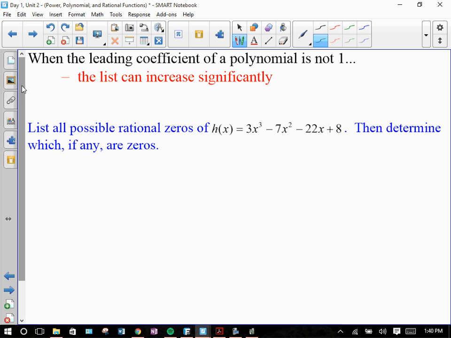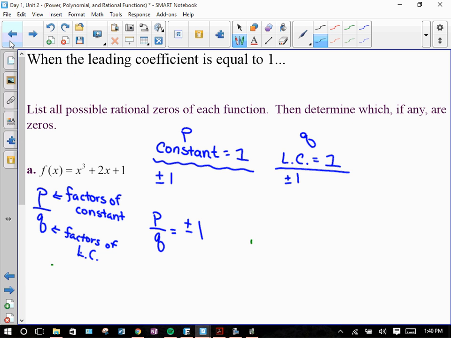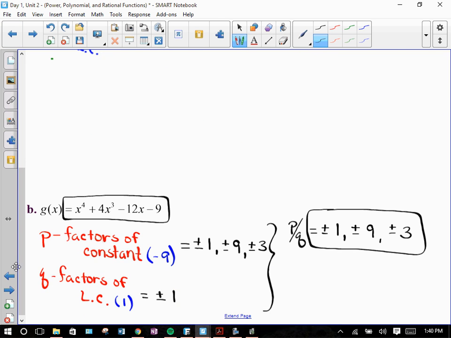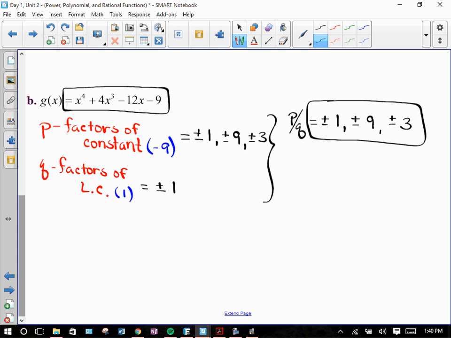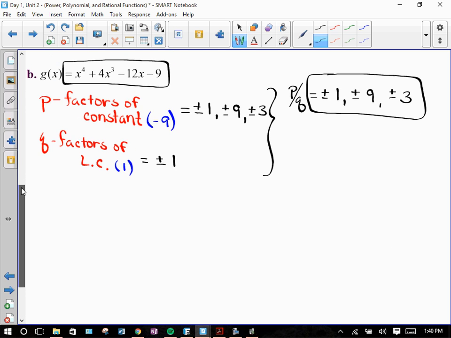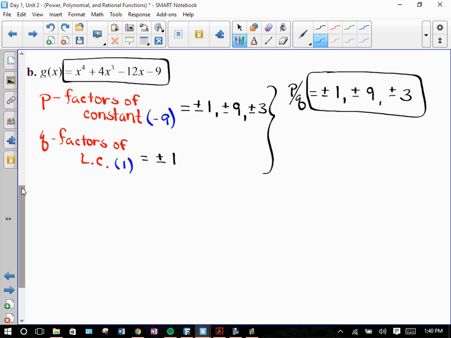Actually, let's call a timeout real quick. I want to go back to this problem down here. So, we have these potential zeros. The issue is, we don't know which one of those, if any, are zeros. So, how can we figure out if any of them are zeros? What's one way to do it?